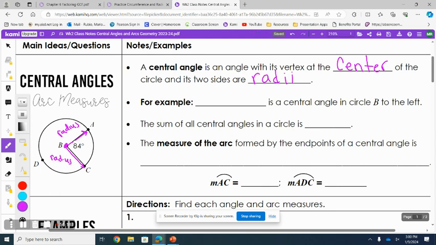An example would be like this: A, B, C. That's how we name the angles. Angle ABC. Remember, we go in the order of the letters, so we go from A to B to C. It is a central angle in circle B. Okay. How do we name circles? We name them by the point in the center. So the letter B that's in the middle, that's how we call it circle B.